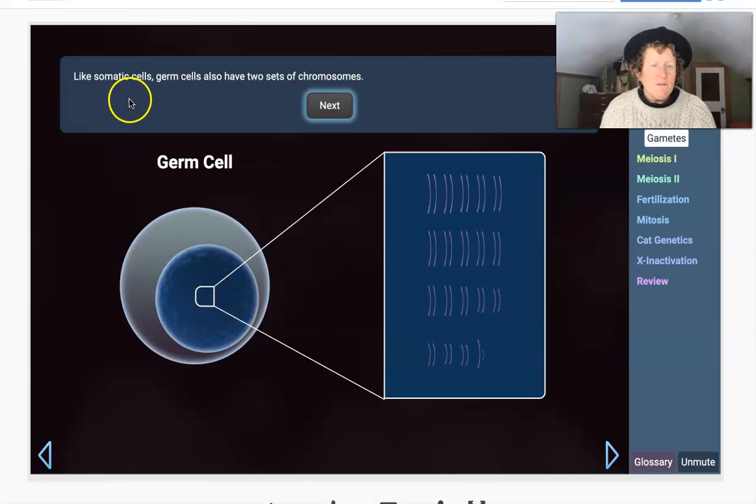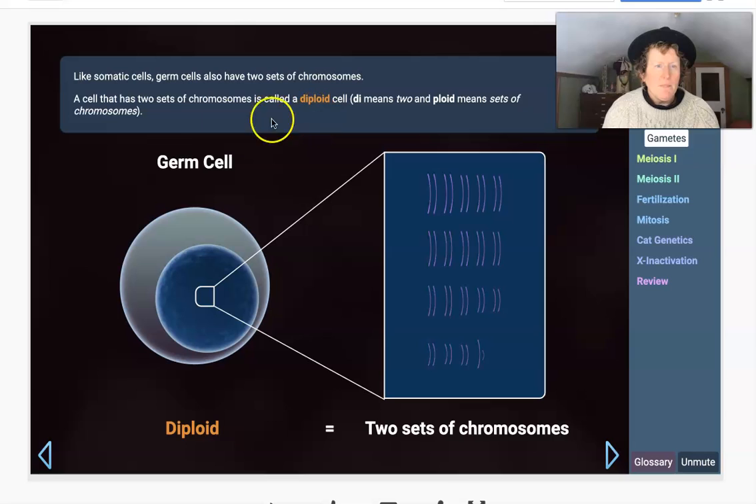Like somatic cells, germ cells also have two sets of chromosomes. A cell that has two sets of chromosomes is called diploid. Di means two and ploid means sets of chromosomes. So if you're diploid, you have two sets of chromosomes. All your body cells, except your reproductive cells, are diploid.